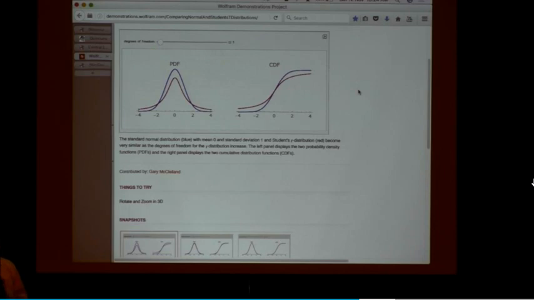There is a concept of degrees of freedom. I will talk about that. Have I talked about it yet? No, I have not, because there was no reason to. Okay, now I will talk about it. But you see, this blue one here is my normal distribution. The red one is my T distribution.